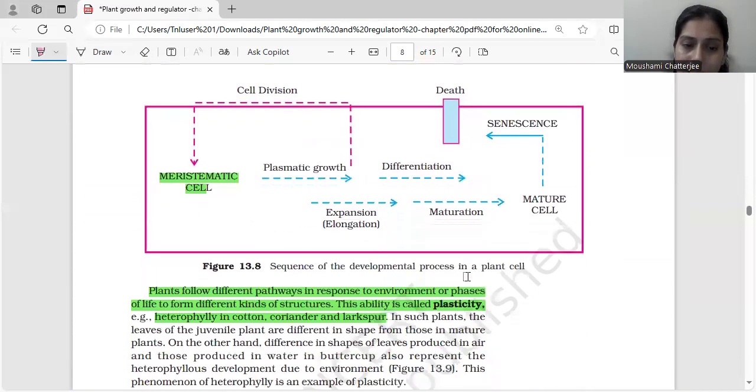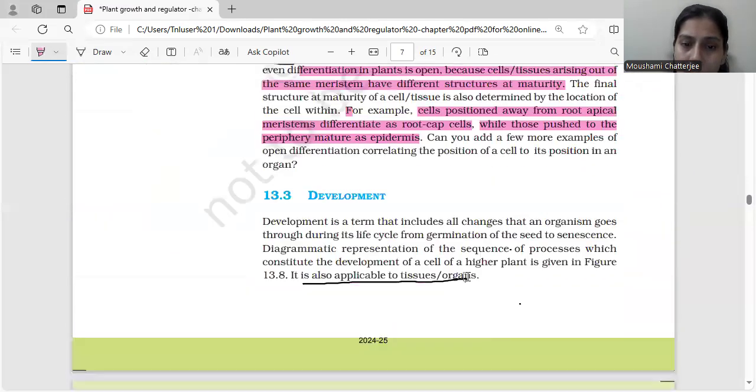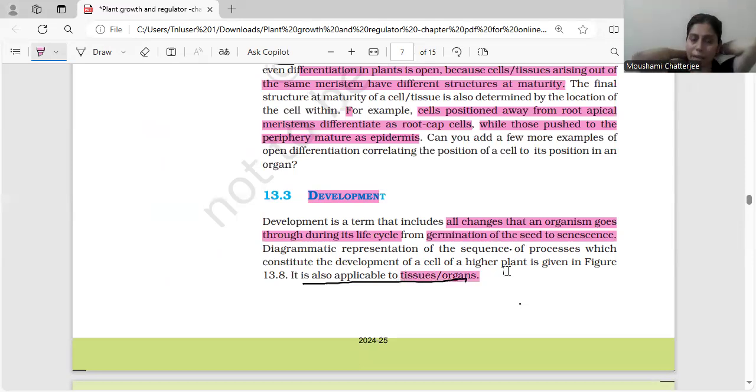All right. So let's understand this para as well. So what is development? Development is a term that includes all changes an organism goes through during its life cycle, from germination of seed to senescence. So this is basically your development. There is a diagrammatic sequence of processes which constitute the development of a cell of a higher plant in the given figure. It is also applicable to tissues and organs. So development starts from germination till it reaches senescence.